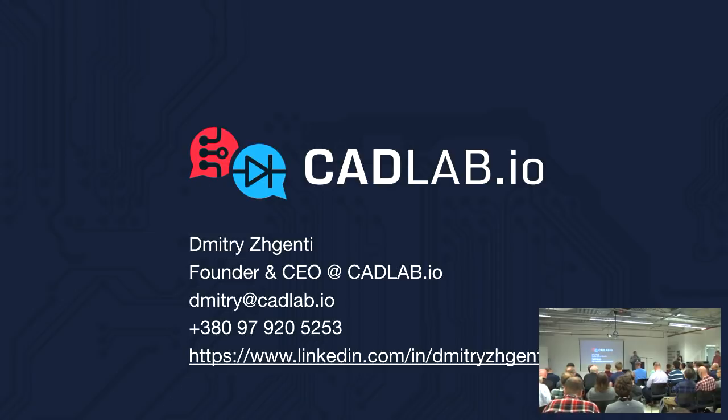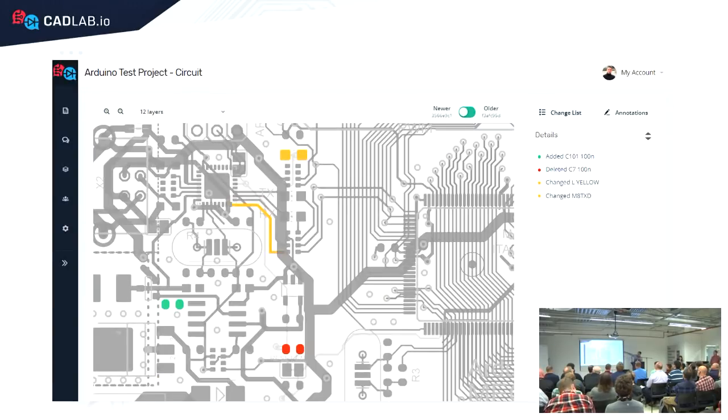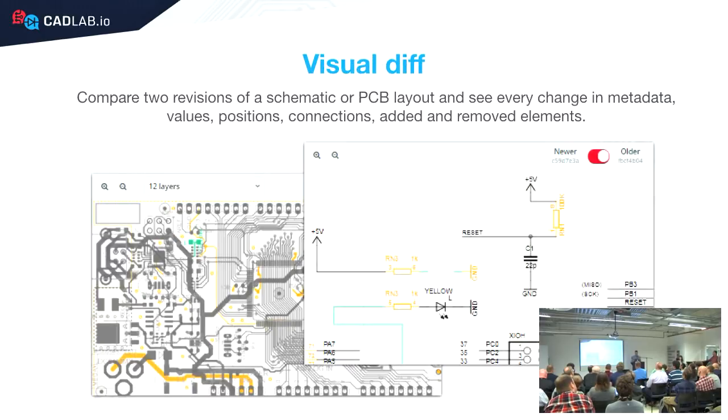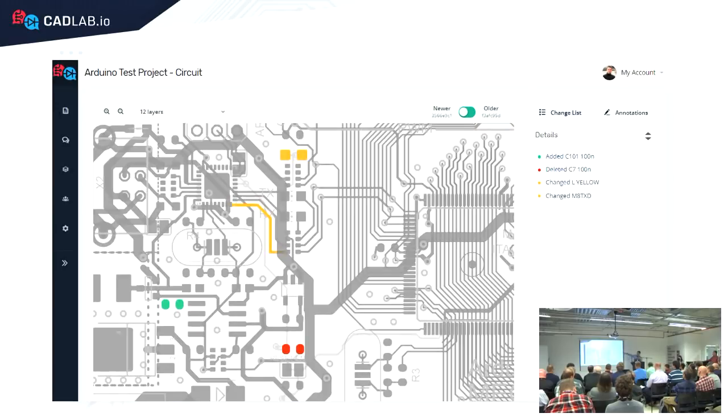You mentioned that green is add in your diffs. Green is add, red is delete, and the orangey brown color is change. Change can be multiple things. It can be a repositioned element, for example, and you can use this switcher on the top to see the previous position and the current position. We also track all the metadata changes. So if it wasn't a change of position, but for example just the value of a resistor, then on the right, when you click on this, it expands and shows you all the metadata as well.